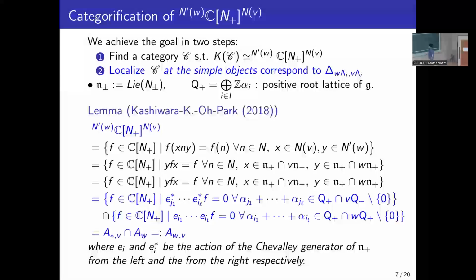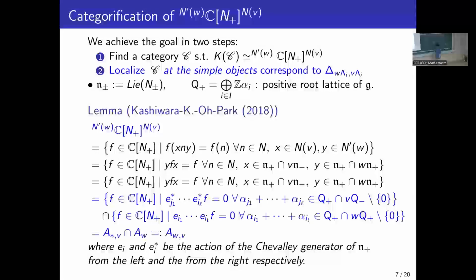Let me give one lemma. Here small n plus minus denotes the Lie algebra of unipotent groups, and Q plus denotes the positive root lattice of our algebra g. That means you just consider the free abelian group generated by simple roots of our algebra g. Then the double invariant ring over the unipotent group can be described by some calculations. Finally, we get this description.